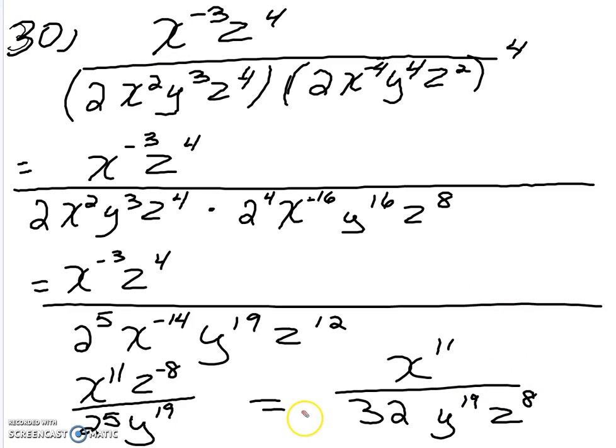That's it. That's how you would simplify that. So my final solution is x to the power of 11 all over 32 y to the 19 z to the 8.